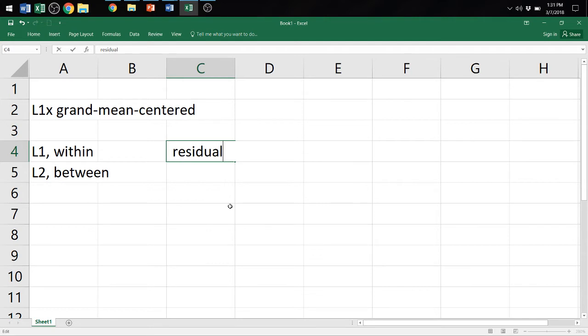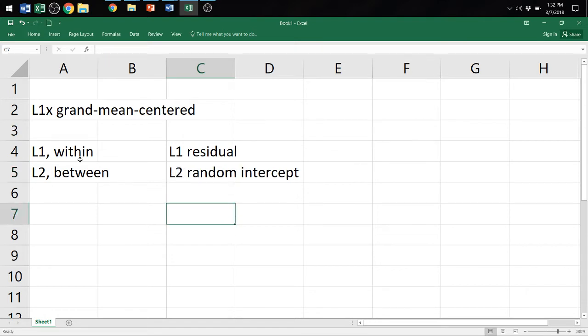Should reduce, that's what I'm trying to say, Excel. And the level 2 between part will reduce the random intercept variance. Let me put the levels in front of here so we keep track of everything. So if you have a level 1 predictor that has both kinds of variance, the level 1 part of it will reduce the level 1 residual. The level 2 part of it will reduce the level 2 random intercept.